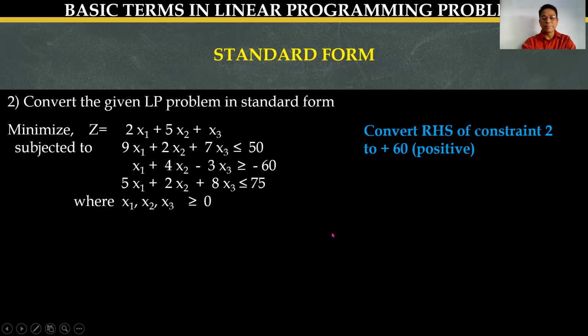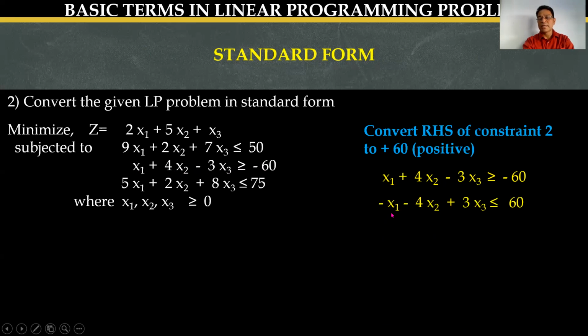So this will be our first step, to change the right hand side of constraint to positive, that is to plus 60. So how will we do that? We'll multiply the constraint by minus 1. When we multiply the entire constraint by minus 1, we'll get it like this. Instead of x1 plus 4x2 minus 3x3 is greater than or equal to minus 60, we get minus x1 plus 4x2 plus 3x3 is less than or equal to 60.